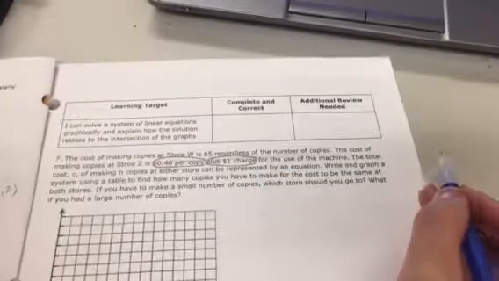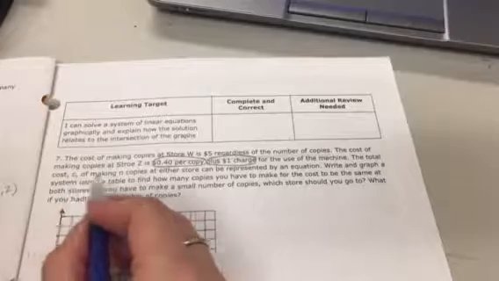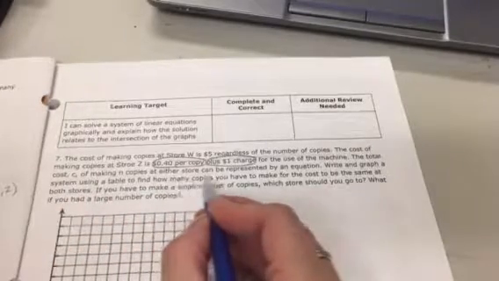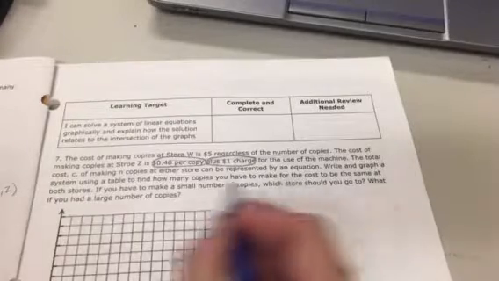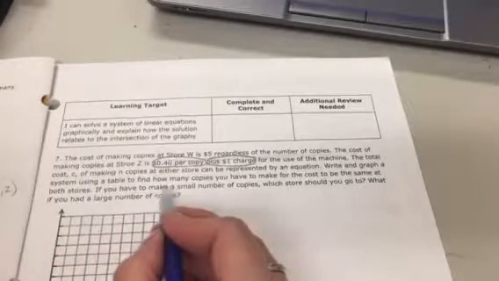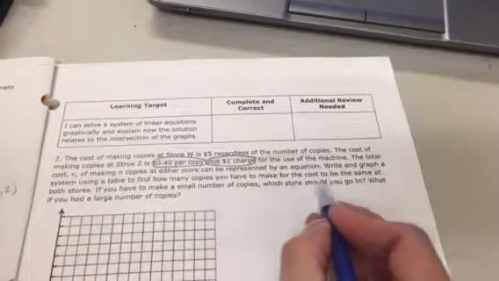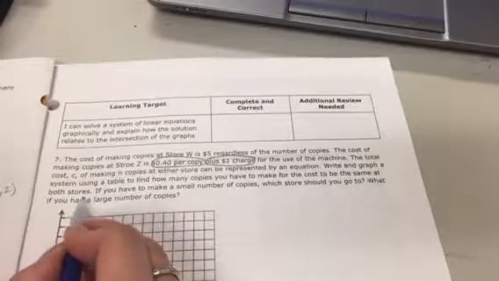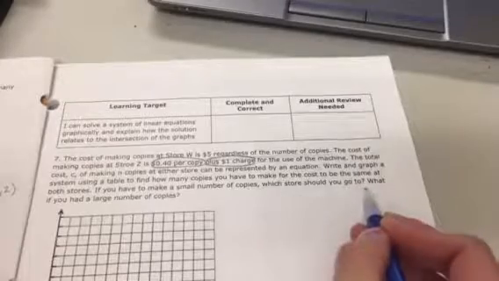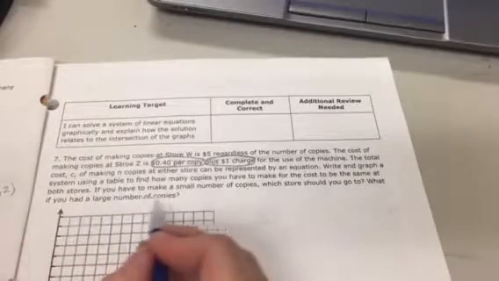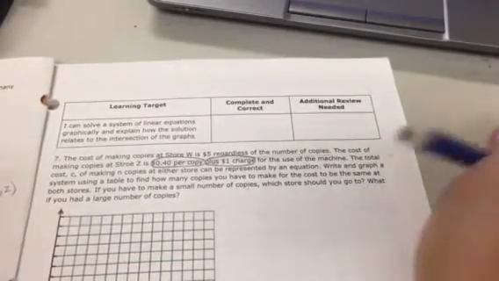of the machine. The total cost of making n number of copies at either store can be represented by an equation. Write and graph a system using a table to find out how many copies you have to make for the cost to be the same at both stores. And what if you have to make a small number of copies, which store should you go to? And if you have to make a large number of copies, what store?